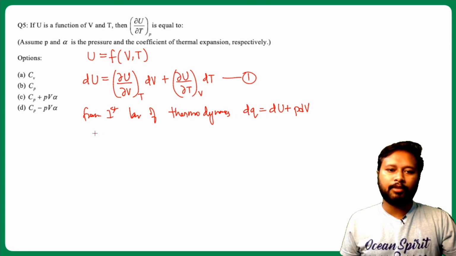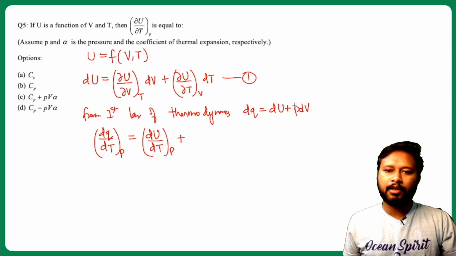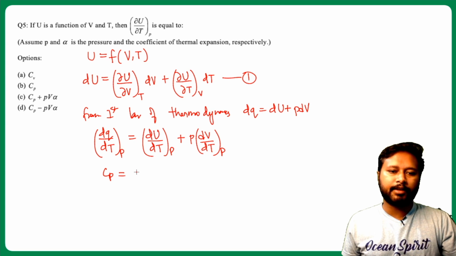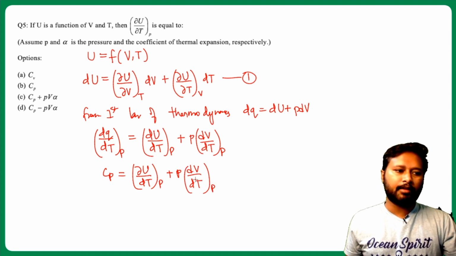So you will be having dq by dT. I'm just differentiating the whole equation with temperature. So dq by dT, and I'm putting pressure as constant. This will be equal to dU by dT at constant P, plus, pressure being constant, P dV by dT at constant P. That's what I'm going to get. Now you know that dq by dT at constant P is nothing but Cp. So Cp is equal to dU by dT at constant P, plus P dV by dT at constant P. Alright, this is what I am going to get.